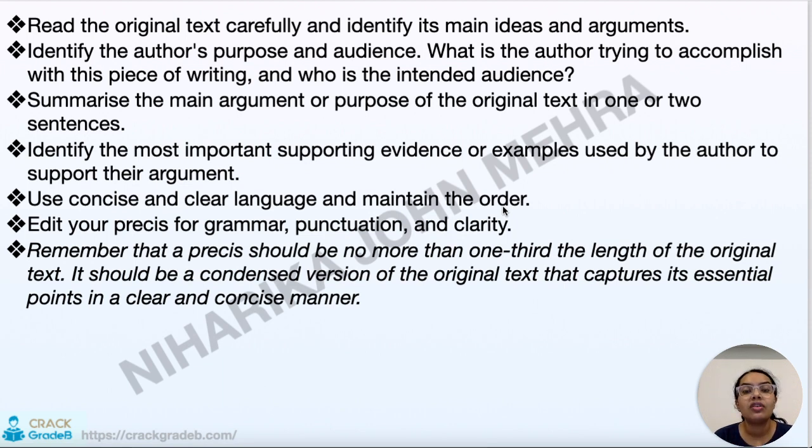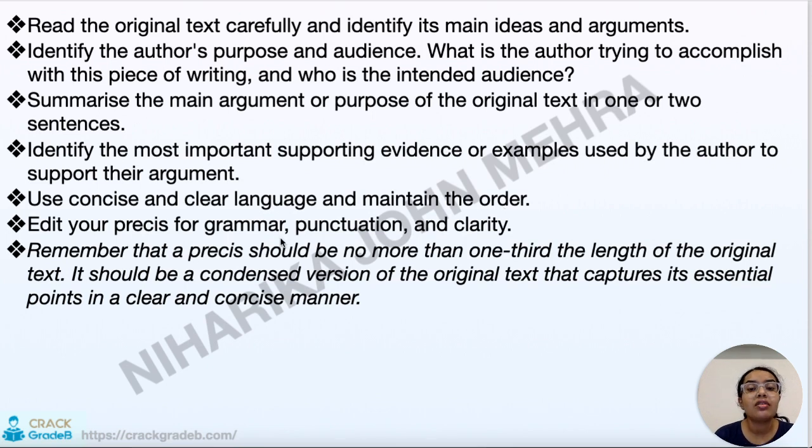The idea and argument, whatever you are writing, should be exactly what is given in the paragraph. But it should be in your language, in your way. So a subtle difference is required in precis writing.